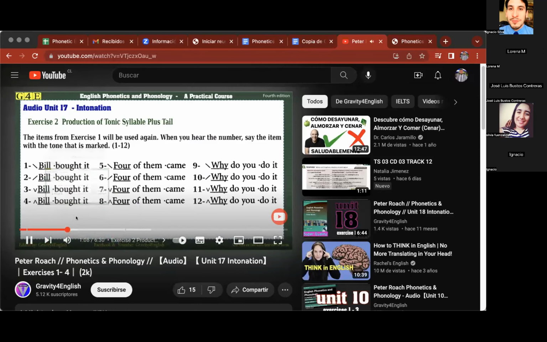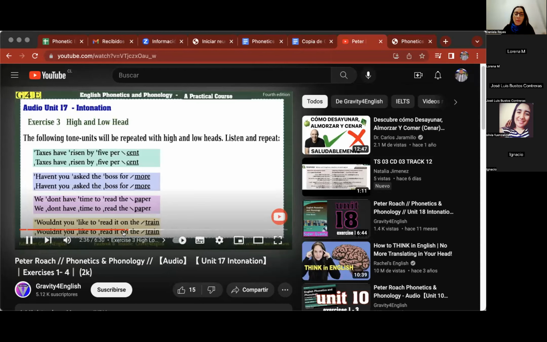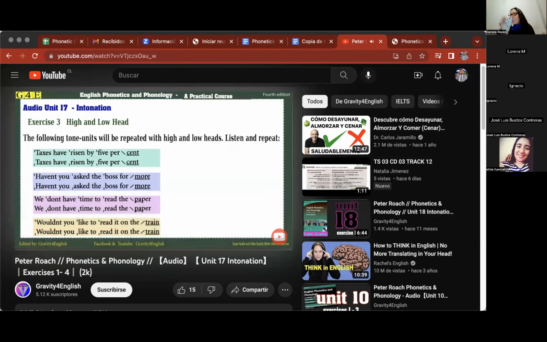Exercise 3. High and low head. The following tone units will be repeated with high and low heads. Listen and repeat. Taxes have risen by 5%. Taxes have risen by 5%.